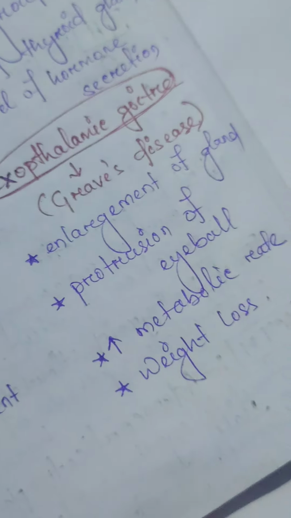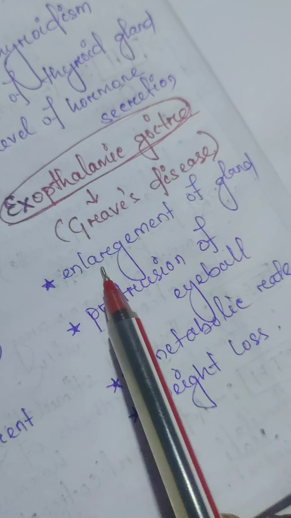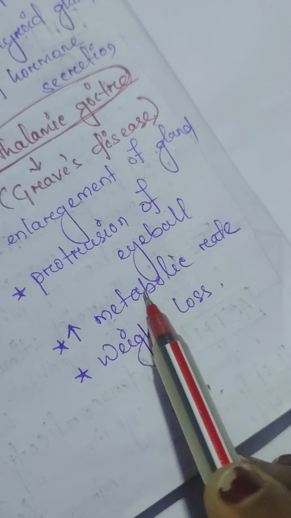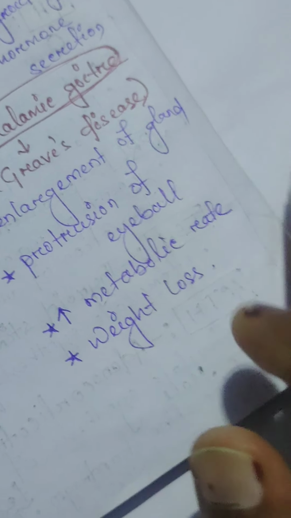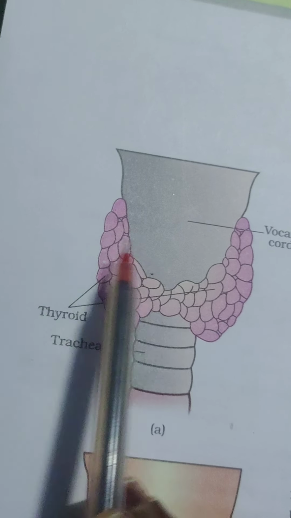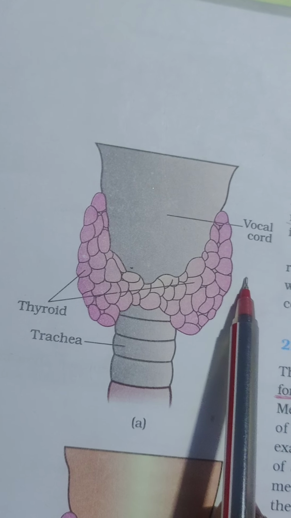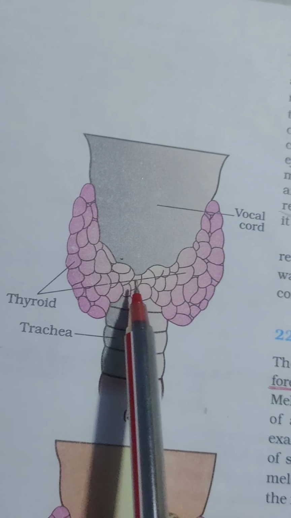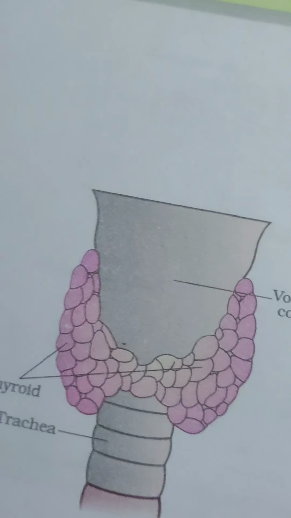The symptoms of Graves' disease are enlargement of gland, protrusion of eyeball, increased basal metabolic rate, and weight loss. See the diagram? There are two lobes of thyroid gland, and this is the interconnecting flap, that is isthmus. Now the function of thyroid gland.